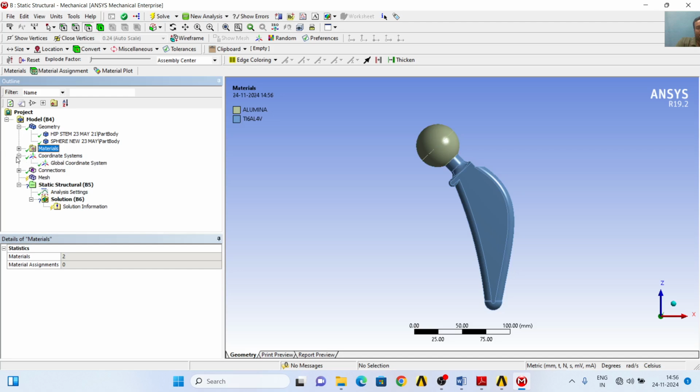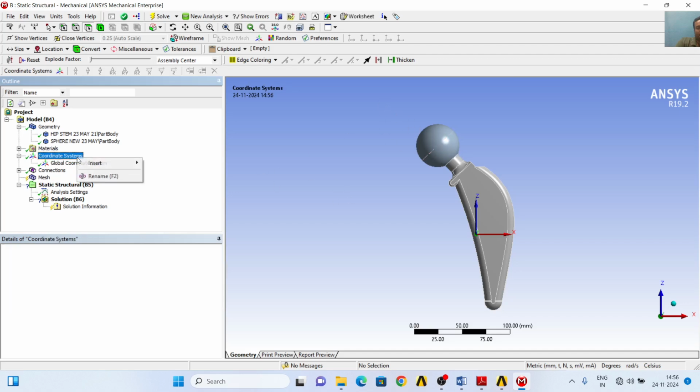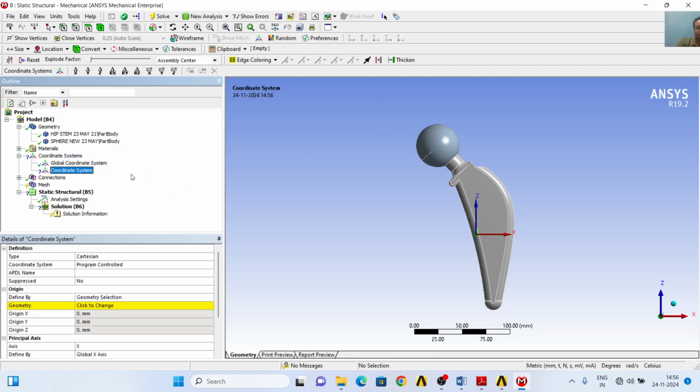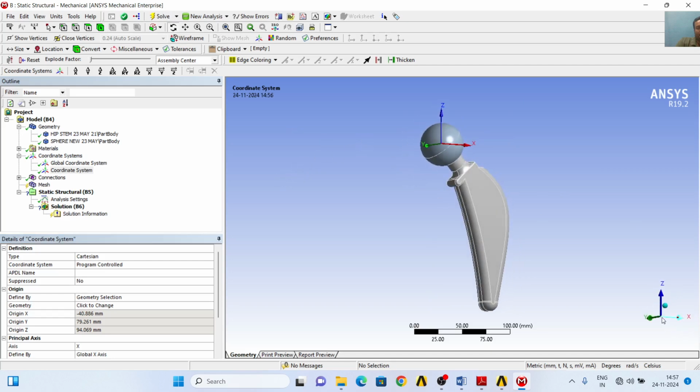I will create another coordinate system. You can see that this is the coordinate system here, and I will have to apply the forces here. So I will create an additional coordinate system, and I will select the geometry, this sphere, and apply. And now you can see that there is another coordinate system for applying the forces in x, y and z. Okay.